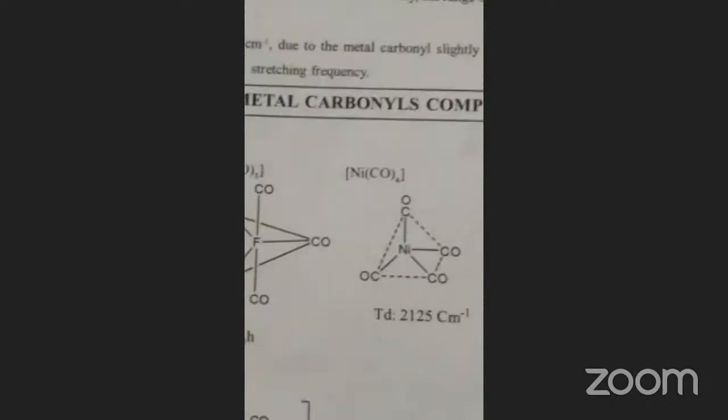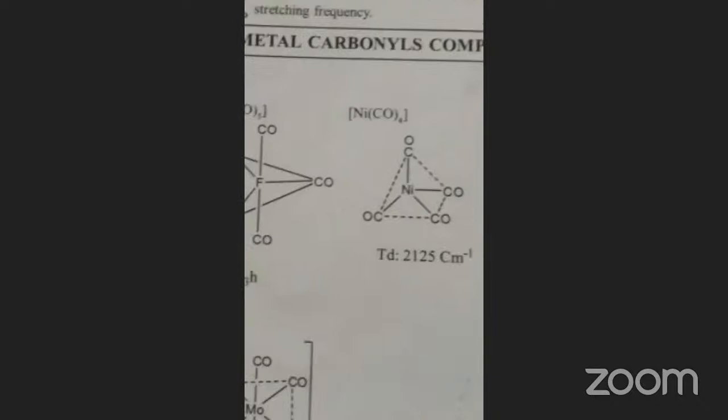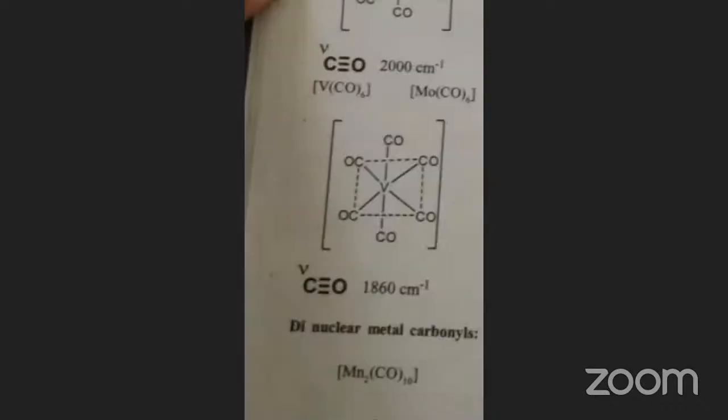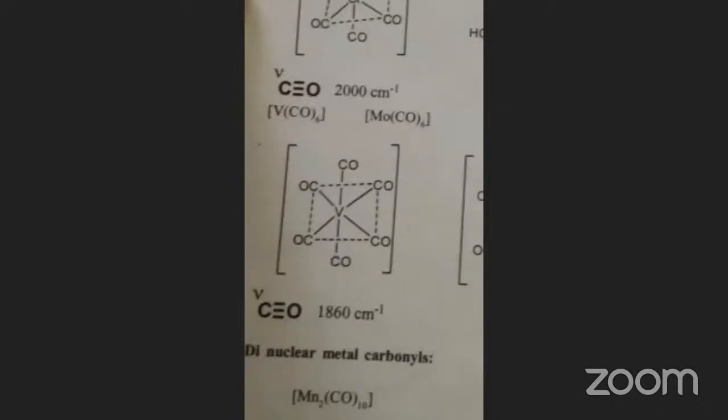The next one is FeCO5. In this also, the Fe iron atom is present, so this iron atom is acting as the mononuclear. So it is an example of a mononuclear carbonyl compound. This is also nickel tetracarbonyl, or tetracarbonyl nickel. Like this, vanadium hexacarbonyl, molybdenum hexacarbonyl. So these are some of the mononuclear carbonyl compounds.